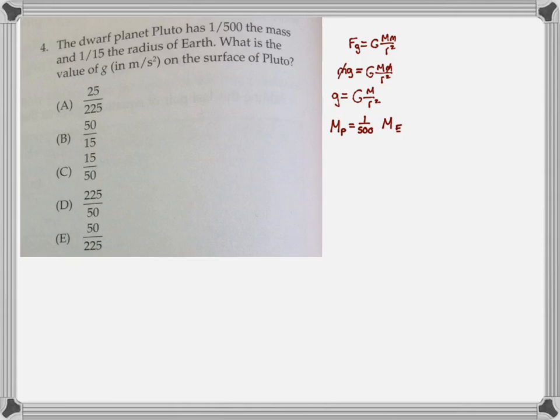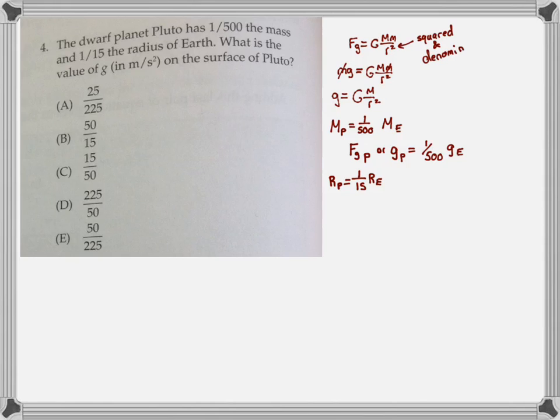The mass of Pluto is 1/500th the mass of the Earth, which in our little g equals big G m over r squared equation would affect it in a way that if something is 1/500th the mass of another object, its acceleration due to gravity is also going to be proportionally 1/500th. But we don't stop there, because even though it's much smaller than the Earth in terms of mass, it also has a smaller radius. The radius is 1/15th that of the Earth.